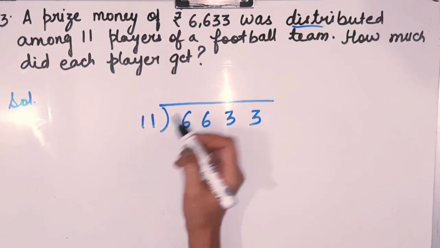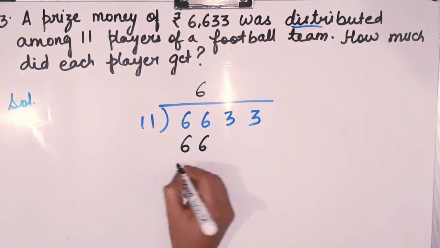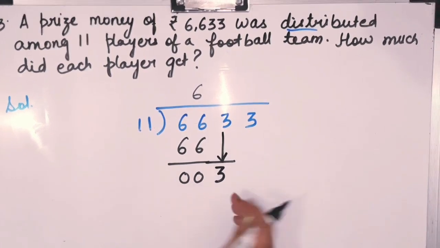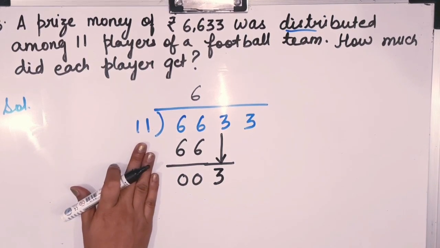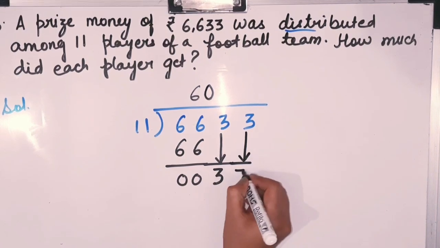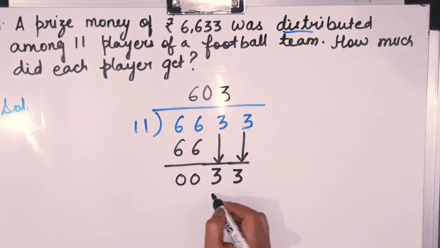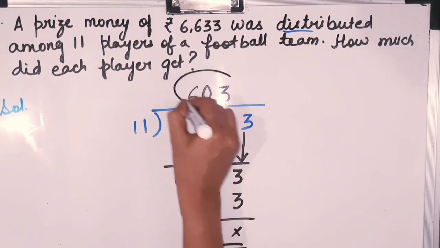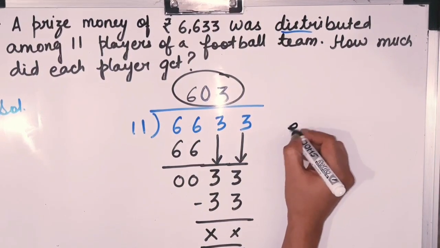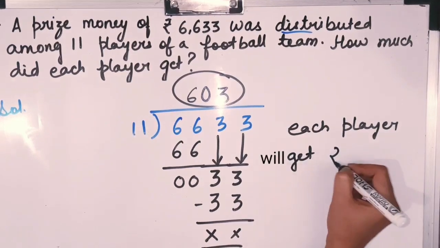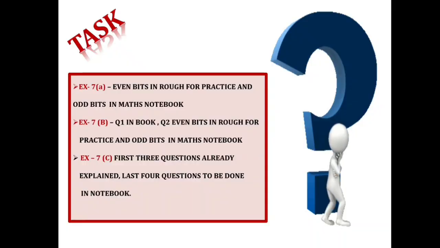So let us divide. We know 11 sixes is 66. We'll get 0 here. Now this 3 will come down. As 3 does not come in the 11 table, we don't have 3 in the 11 table. So what we'll do, we'll write a 0 here so that we can get this 3 here. Now 11 threes is 33. And finally we got the answer, that is 603. So each player gets rupees 603.